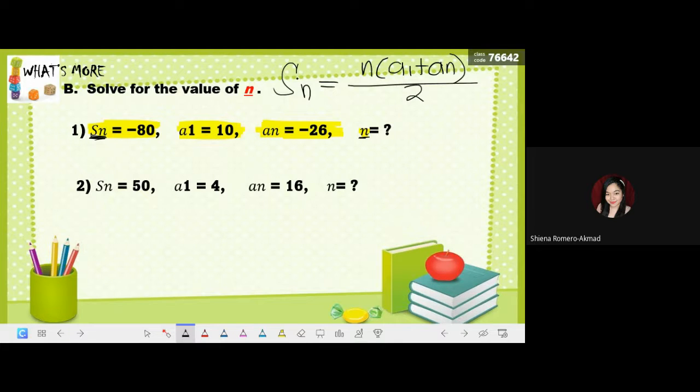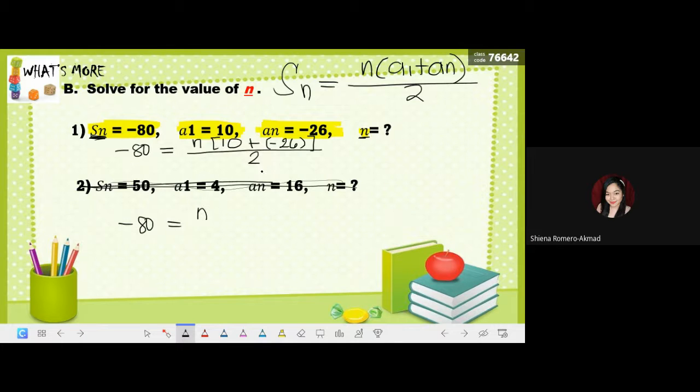So, we'll have S sub n, substitute natin. So, that's negative 80 equals n, unknown natin yan. And yung first term is 10 plus the last term which is negative 26. So, gamit tayo dito ng bracket, divided by 2. Okay? Now, huwag nyo muna pansinin to kasi yung number 1 muna yung sasagutan natin. So, we'll have negative 80 equals n.